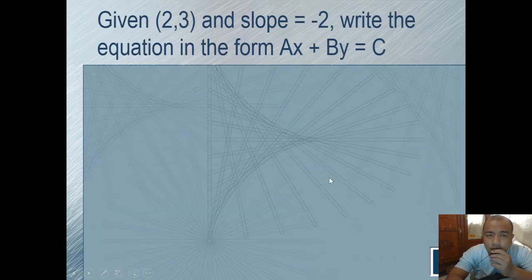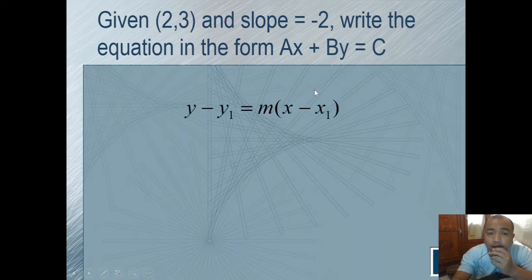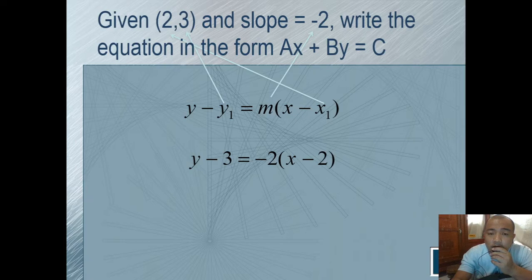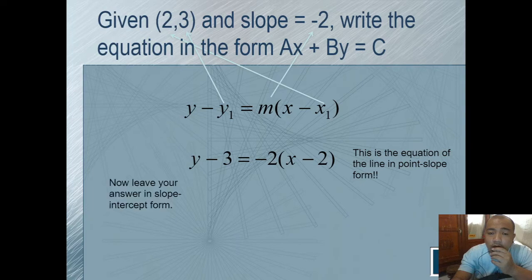Next, given (2, 3) and slope negative 2, write the equation in the form ax plus by equals c. So first we rewrite the point slope form of the equation of the line: y minus y sub 1 equals m times quantity x minus x sub 1. m is negative 2, x sub 1 is 2, y sub 1 is 3. So substitution, y minus 3 equals negative 2 times quantity x minus 2. This is the equation of the line in the point slope form. And then by distributive property of multiplication, we have y minus 3 equals negative 2x plus 4.